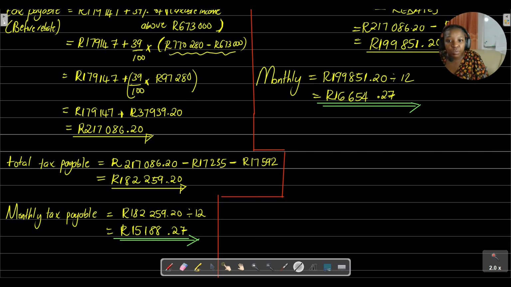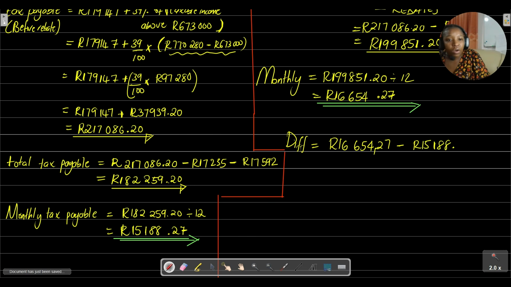So what's the difference between these two amounts? The difference between these two values is just going to be 16,654.27 minus 15,188.27. How much do you get? It's going to be 16,654.27 minus 15,188.27, which is equal to 1,466. What does this tell us?